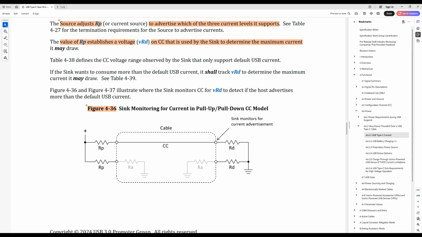A USB Type-C cable has a CC wire that is connected to either the CC1 or CC2 pin in the receptacle. When the cable is plugged into the source and sink receptacles, the CC wire is used as the communication channel. As stated on page 227 of the spec, the source adjusts RP to advertise which of the three current levels it supports. The sink then decodes the advertisement by tracking the voltage across the RD resistor. That's it. The advertised current limit is determined by a simple resistor bridge.